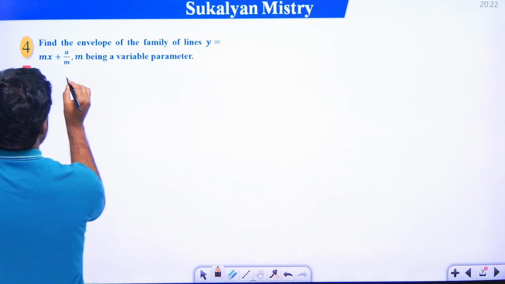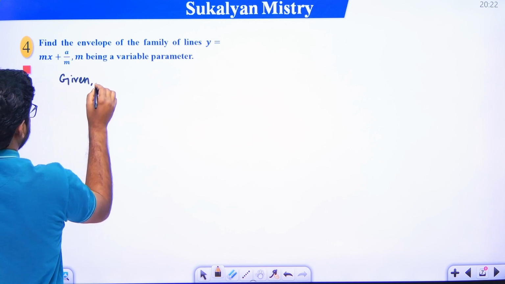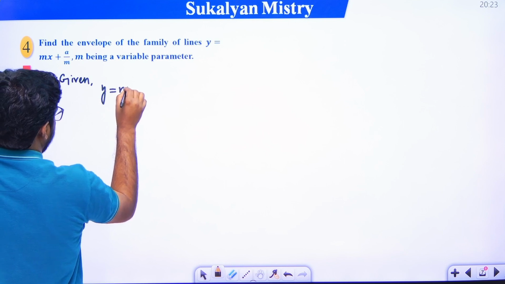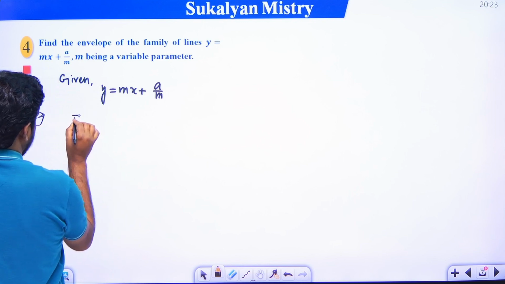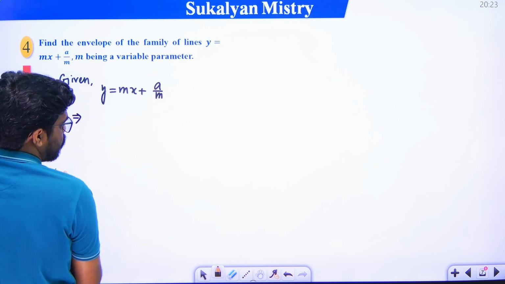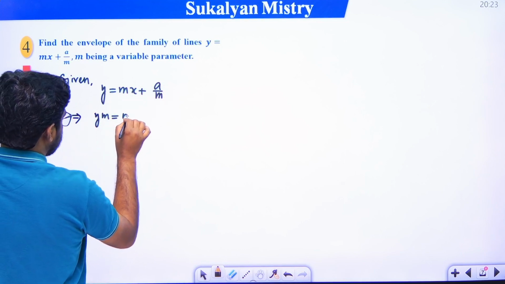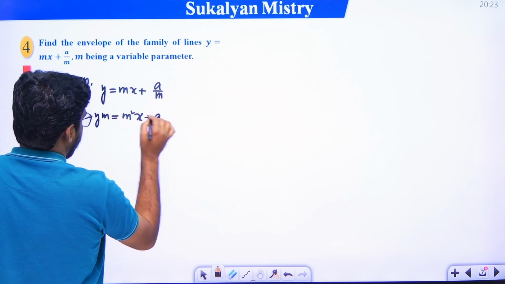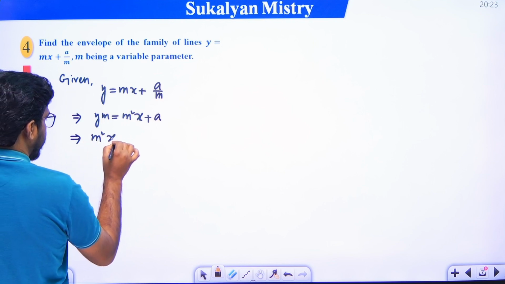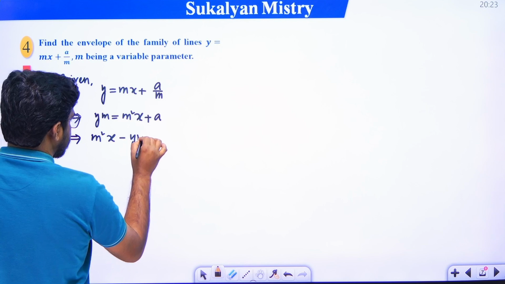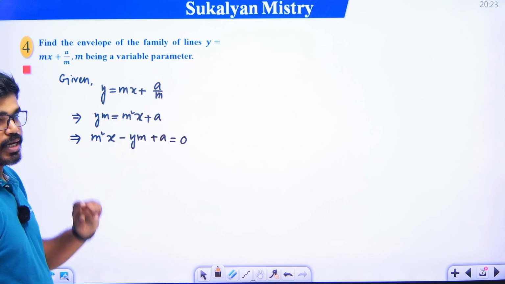ঠিক, ওকে, so what is given here? The given family of curves is y is equal to mx plus a by m. ঠিক, okay, so multiplying both sides by m, ym is equal to m square x plus a. So this implies m square x minus ym plus a is equal to 0.